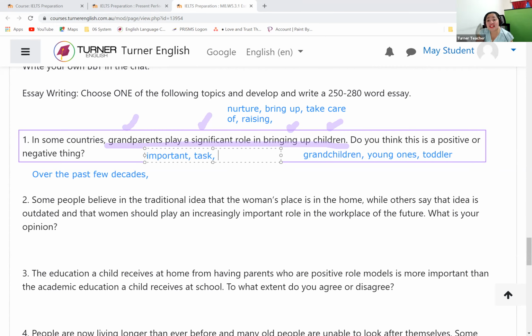Task. Important task. Duty. Influence? No. Influence is a mindset. It's not something you do. Function. Function is for machines, not humans. Important job, maybe, but it's not really fitting. It's not a job. We don't get paid for it. This is hard to find another way to say it.